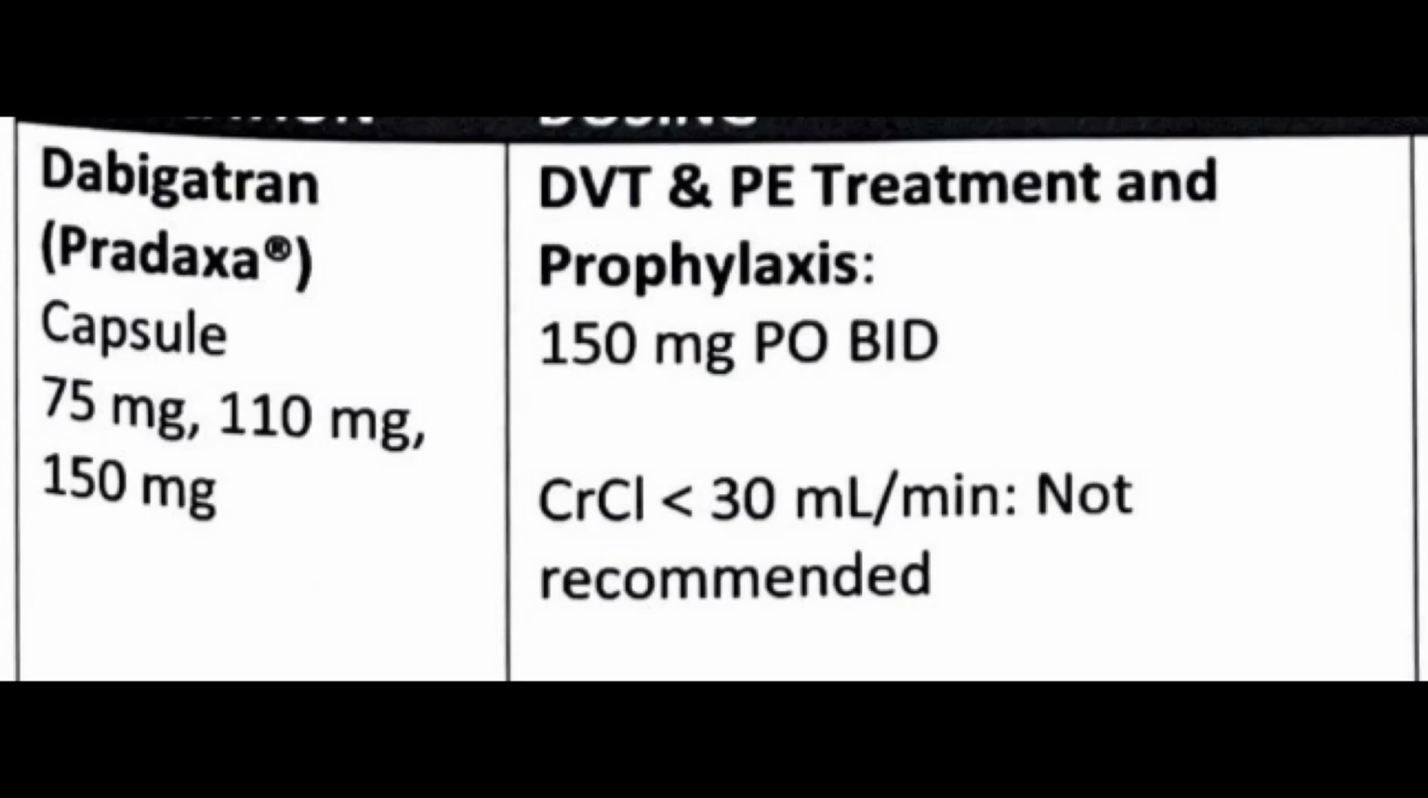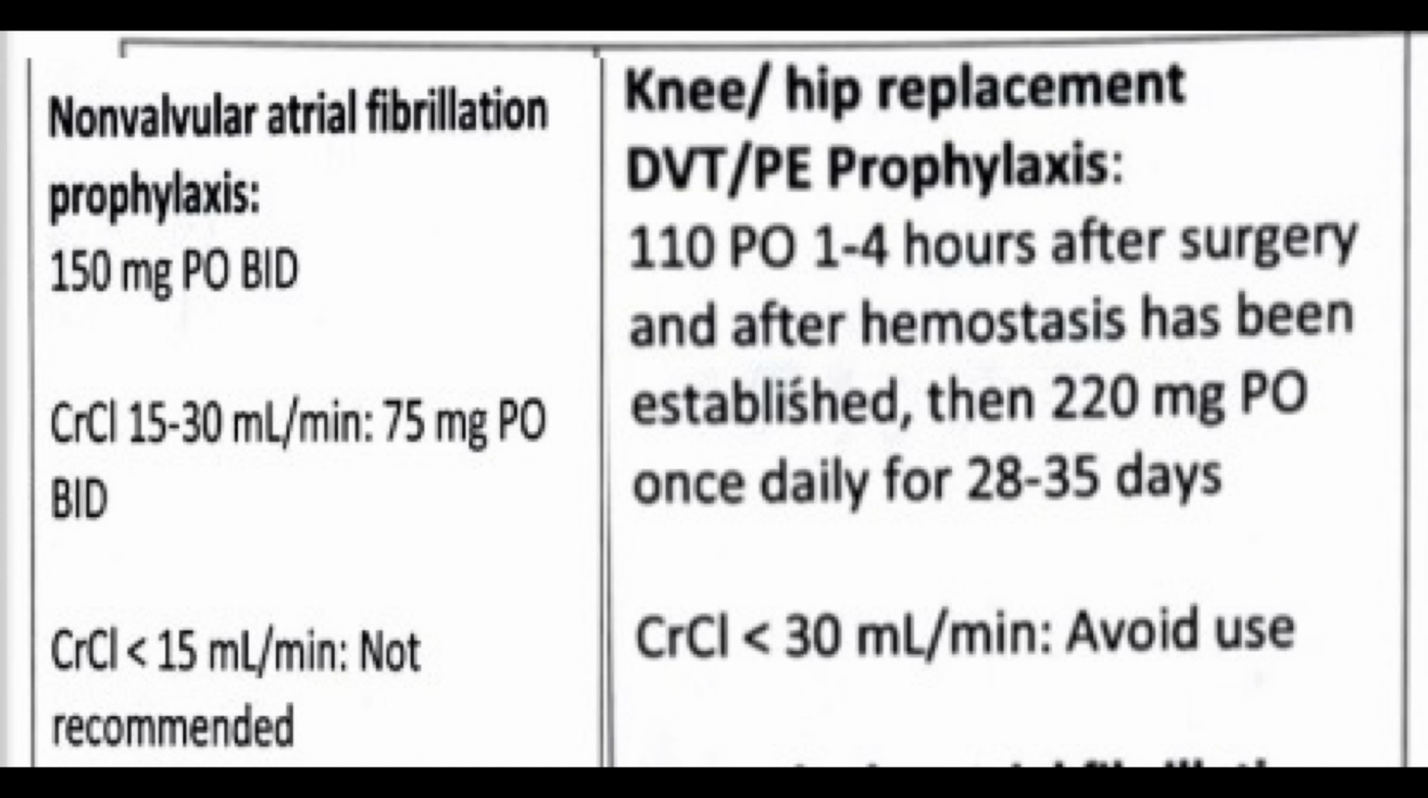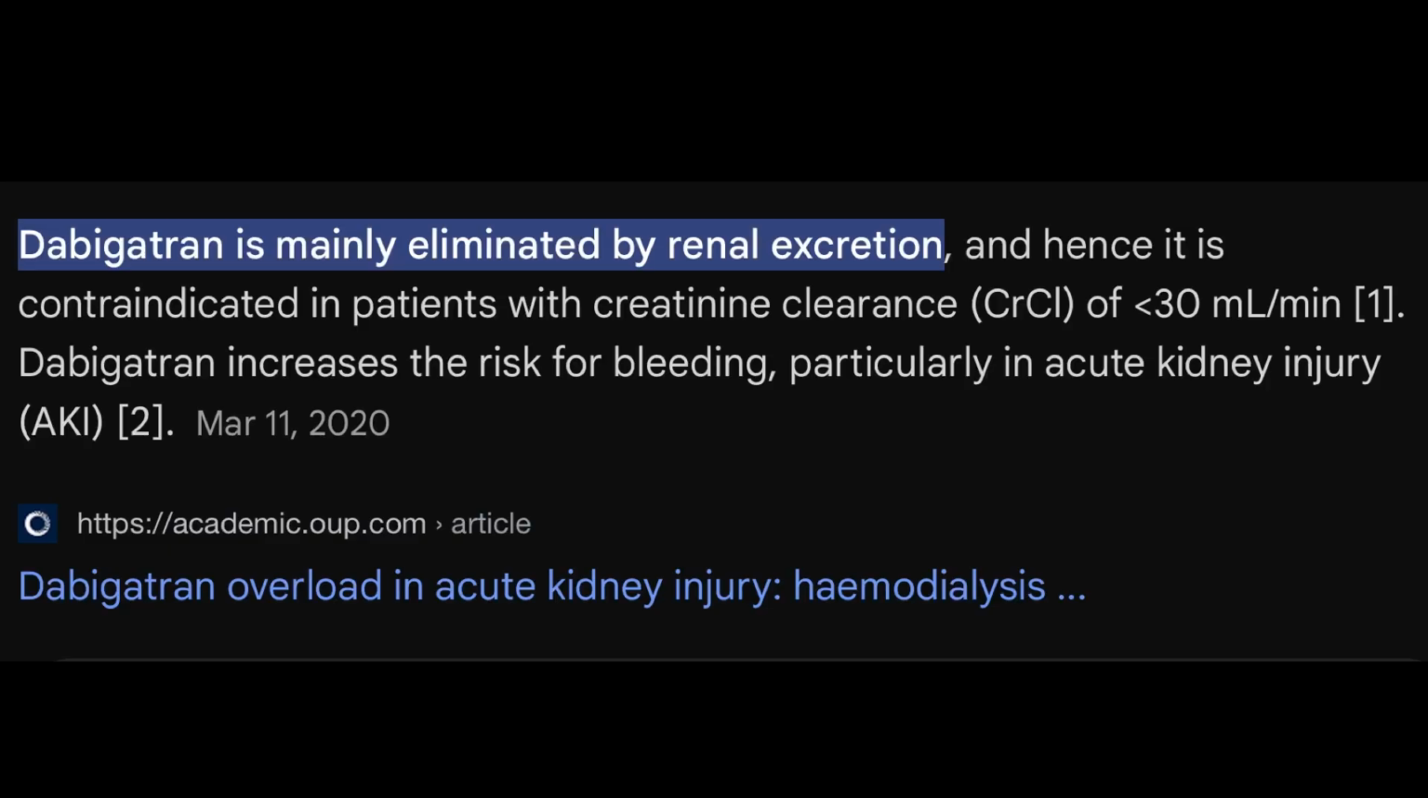This is dosing for DVT and PE treatment as well as prophylaxis dosing. It has the same dosing. 110 milligrams 1 to 4 hours after surgery, and then you want to do 220 milligrams daily for 28 to 35 days, depending on if it's a hip or knee replacement. 150 milligrams twice a day is going to be used for non-valvular AFib prophylaxis, but if their creatinine clearance is 15 to 30, you want to do 75 milligrams twice a day instead of 150.